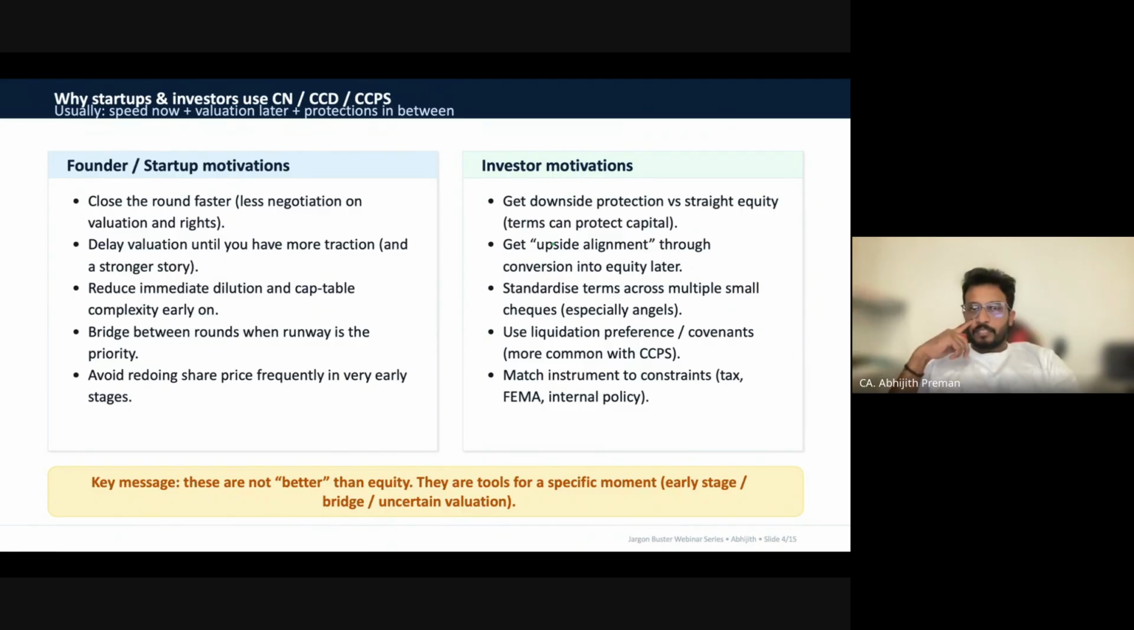Then match instrument to constraints, like for managing the tax and all those things also, it's better to go with the CCPS or CCD round. Okay. Then key message: these are not better than equity. They are tools for a specific moment, early stage or bridge or uncertain valuation. Okay. So I'm not telling that CCPS or CCD or CN are better than equity, but these are tools for that specific moment.